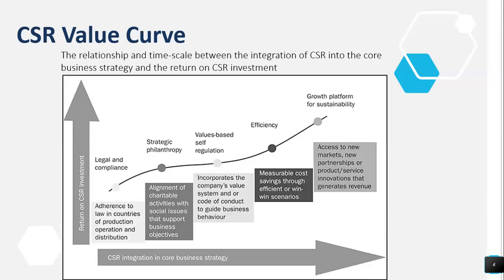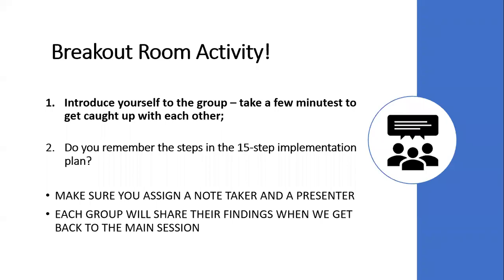So we went through this. It starts with legal compliance, then goes to strategic philanthropy, then values-based self-regulation, then efficiency, then growth platform sustainability. Do you remember the steps in the 15-step implementation plan? There's a lot of them. It's present in the week 13 slides at the end. So if you can, write down all the steps while you're listening to this, that'd be great.